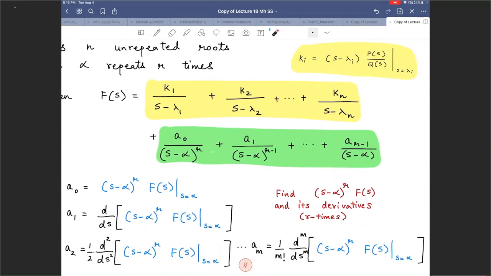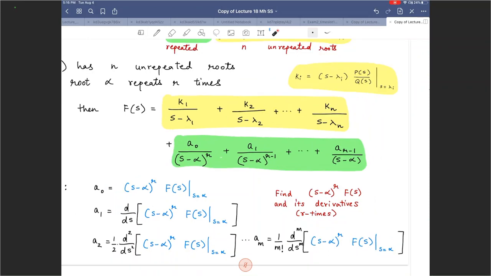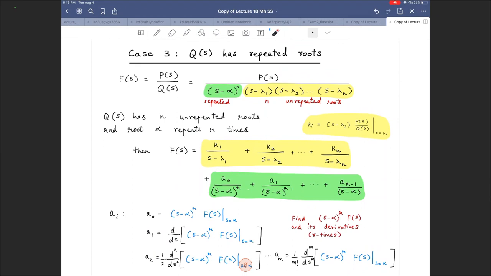So any arbitrary coefficient a sub m can be evaluated by finding 1 over m factorial, the mth derivative with respect to s of s minus alpha raised to r F of s, evaluated at s equals alpha. So find s minus alpha raised to r F of s and its derivative r times, and then plug it into these a0, a1, a2 and so on up to am calculations. Once you have those coefficients for a's and k's, you put them into each term, then find the inverse Laplace given the ROC information as well.